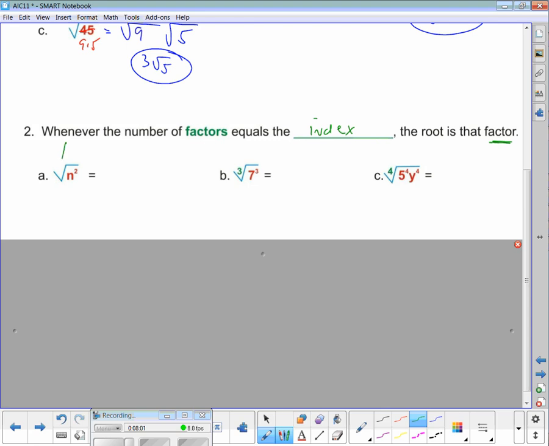Okay, so look at A. The index is not shown. Jeff, what's the index? No. Gavin, what's the index? 2. Whenever the index is not shown, the index is 2, and it's a square root. What does the index tell you about the root? In other words, what are square roots? Kyle?